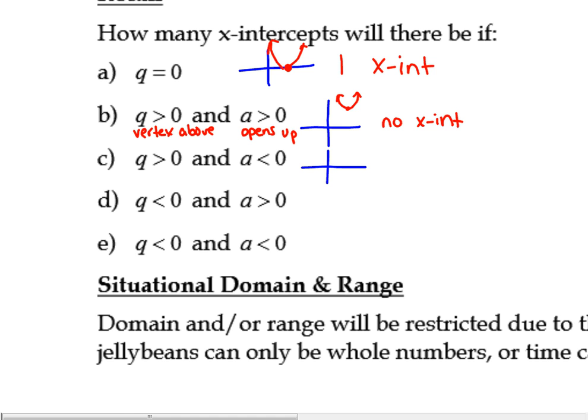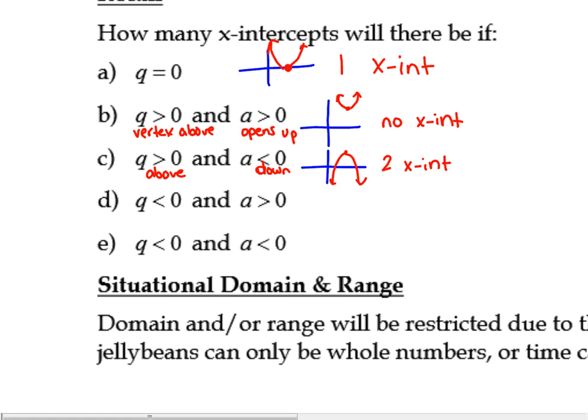If Q is greater than 0, so that means vertex is above or below the x-axis? Above, opening, what direction? Down. So vertex above, opens down. Meaning you'd have 2 x-intercepts.